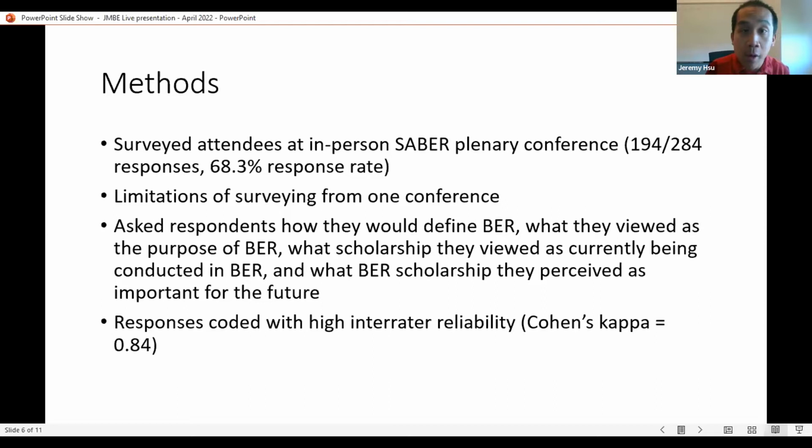We had a number of people read through these. These were free response questions. And when you read through free response questions, you can find emergent themes, and we could do something called coding, and we had high inter-rater reliability.